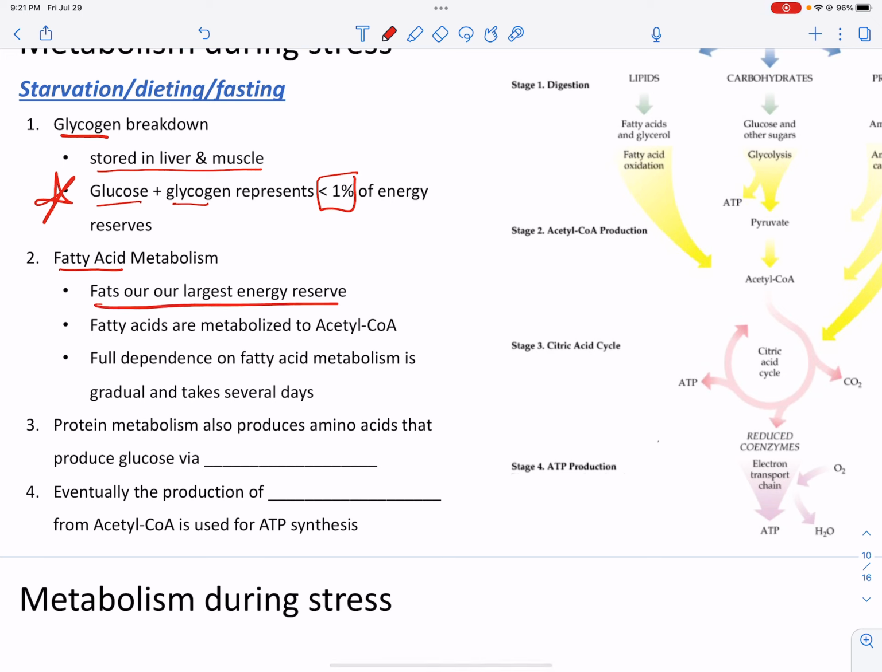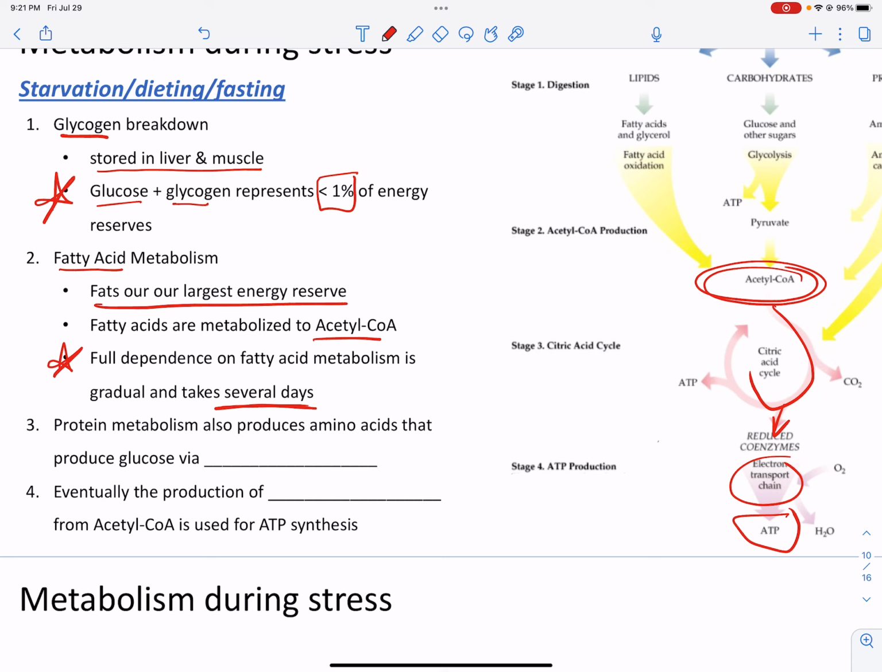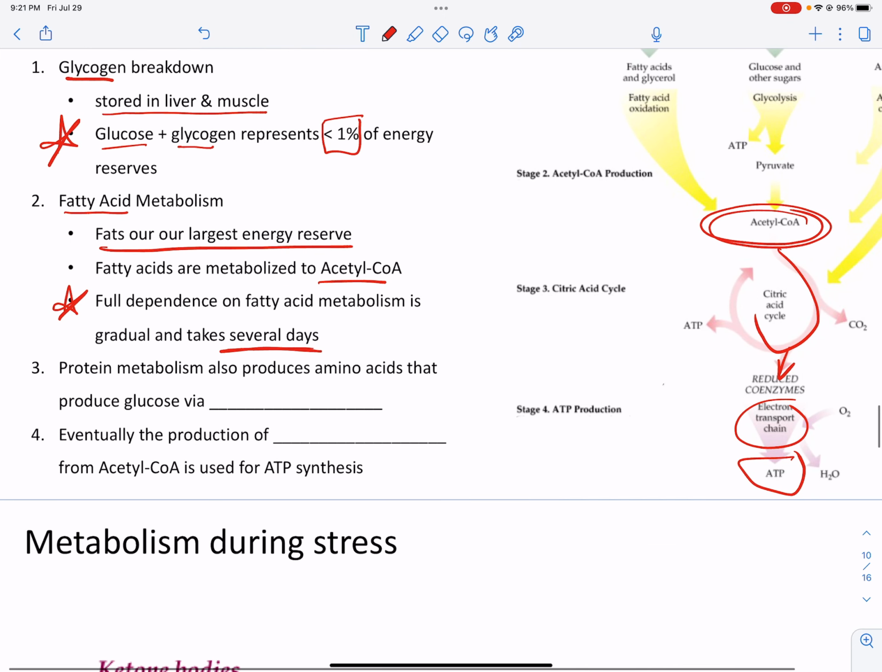Our fats, which by the way are our largest energy reserve, will be metabolized to acetyl-CoA, which remember can then be used to run the Krebs cycle, produce reduced coenzymes, run electron transport, and give us the ATP that we need that we're not getting from glycolysis. All right. Now, the caveat here is that it takes a few days to fully transition from glycolysis over to fatty acid metabolism, to kind of switch the fuel source of your body. And that would happen eventually, but to get there, it's going to take some time.